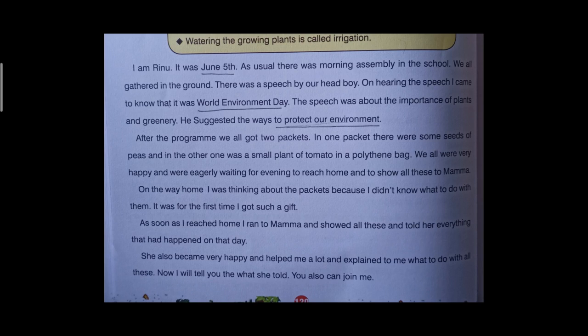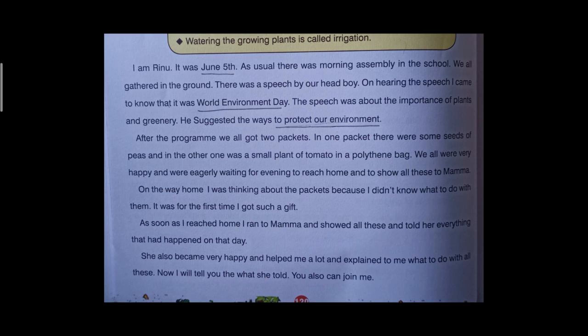Can we read the chapter? I am Rinu. It was June 5th. As usual, there was morning assembly in the school. We all gathered in the ground. There was a speech by our head boy. On hearing the speech, I came to know that it was World Environment Day. The speech was about the importance of plants and greenery. He suggested the ways to protect our environment.